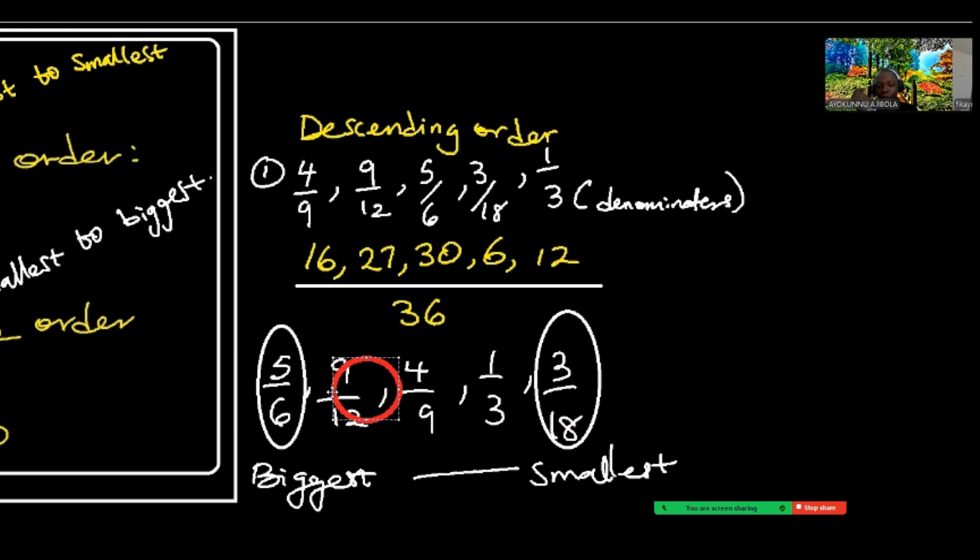Then, how did we arrange all of the fractions? What did we do to make us arrange them from biggest to smallest? So the biggest one out of all of them is... How did we know this is the biggest? How did we know?